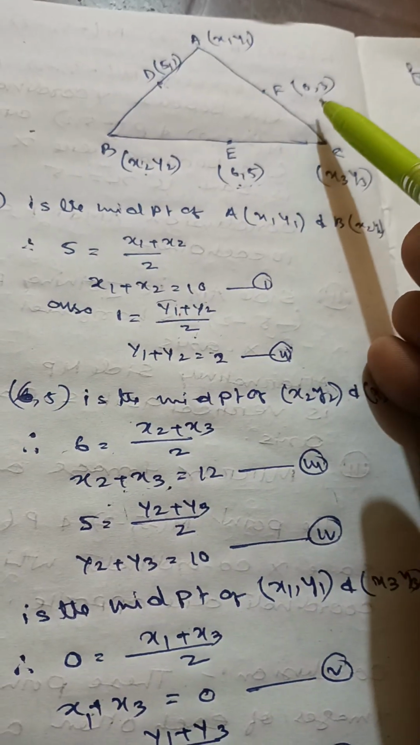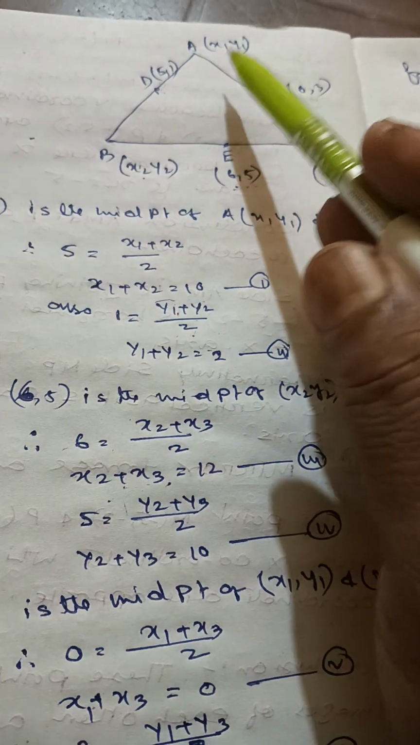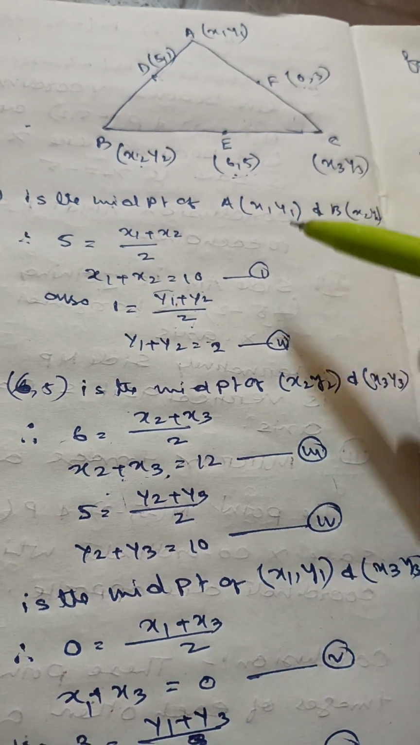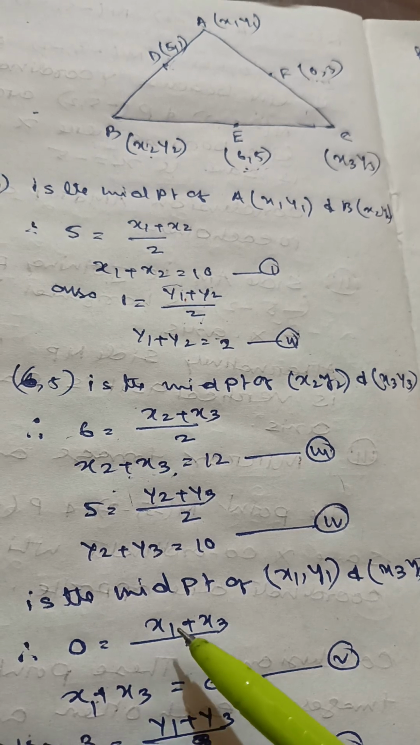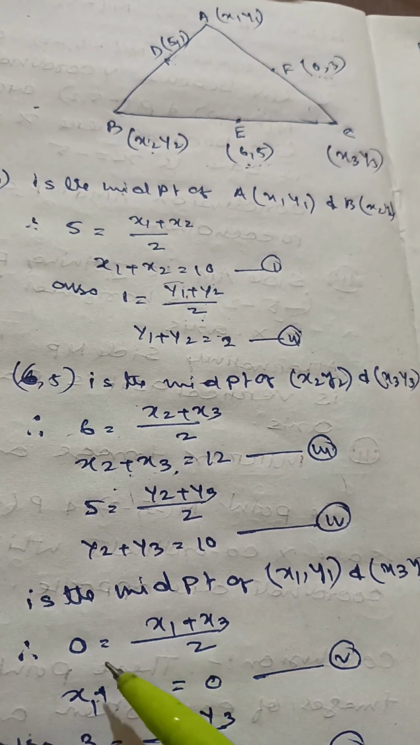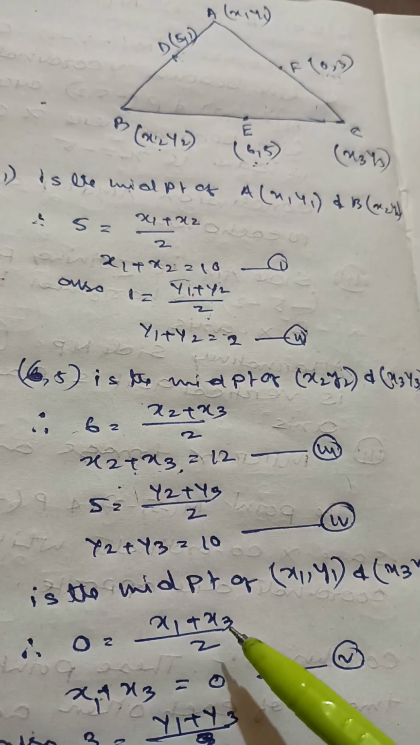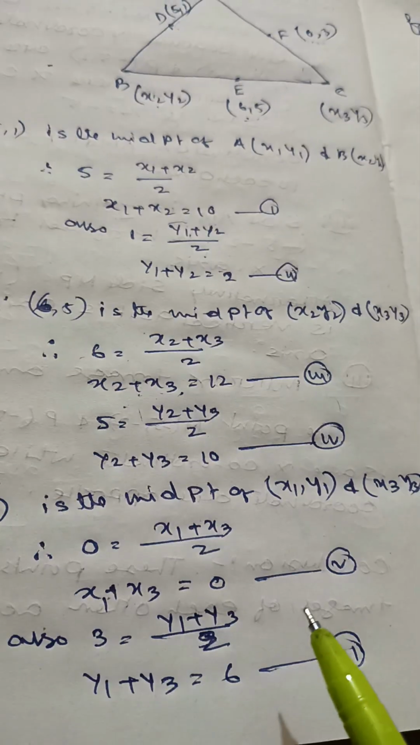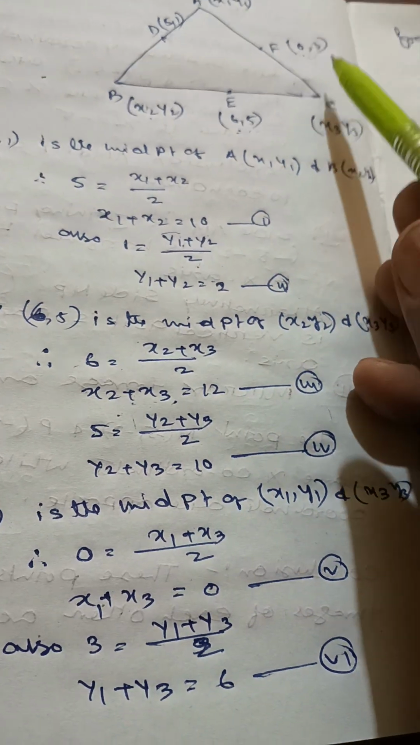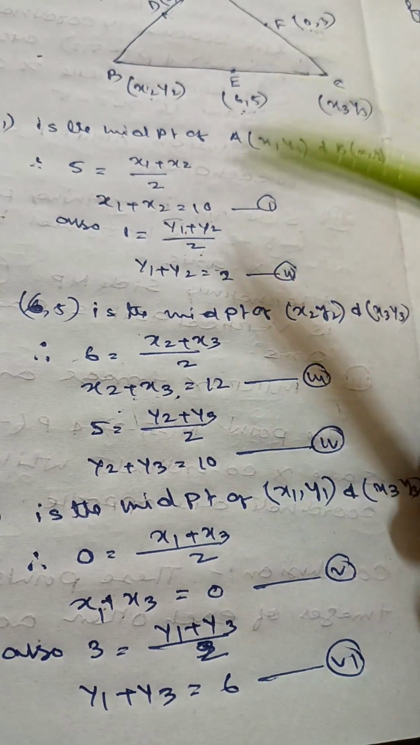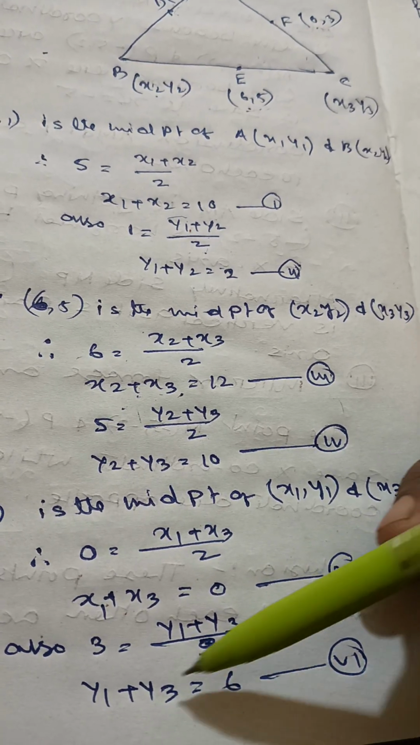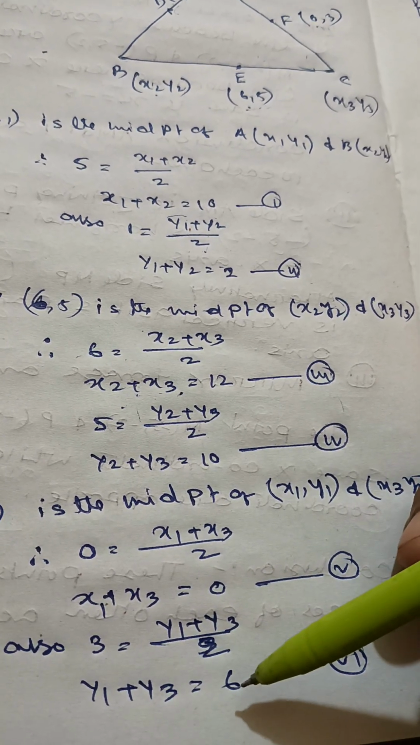Similarly, here you see F is the midpoint of AC, so the x coordinate is 0. Here it is written (x1 plus x3) by 2 equal to 0. So x1 plus x3 is 0. Similarly, the y coordinate is 3. So I have written 3 equal to (y1 plus y3) by 2. After cross multiplication, it will be 6.